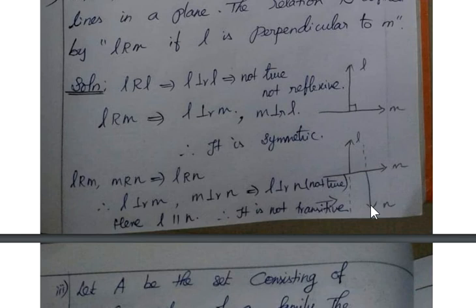Next, L is related to M means L is perpendicular to M, and then M is perpendicular to N. See that the dotted line is the extending line for L and N, but L is not perpendicular to N. This one is not true. Why is it not true? Because both the lines are parallel lines. Therefore it is not transitive.